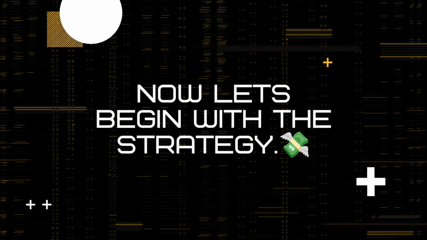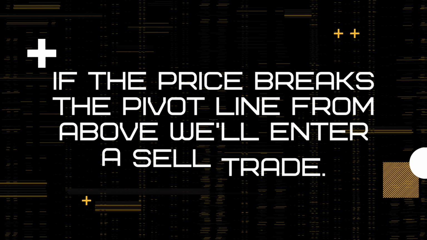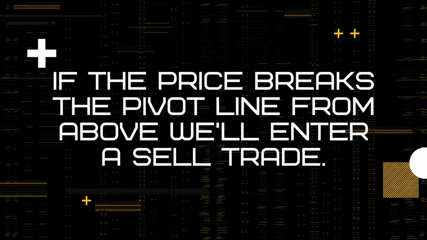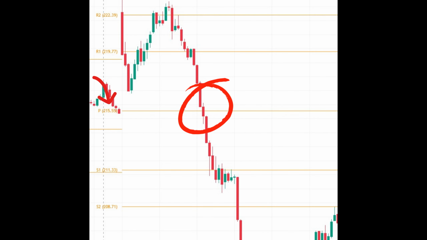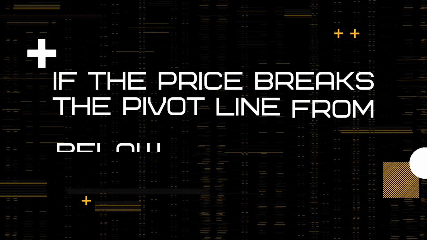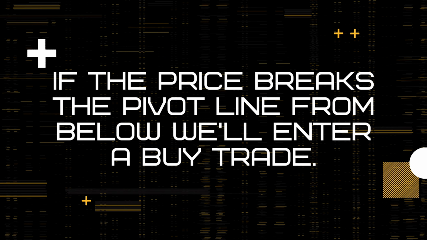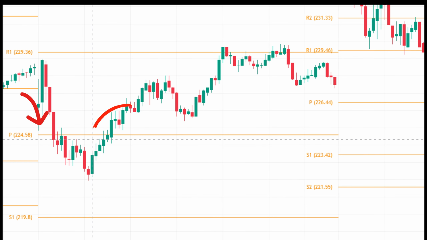Now, let's begin with the strategy. If the price breaks the pivot line from above, we'll enter a sell trade. Let's see an example. Price broke the pivot and downfall was seen. Similarly, if the price breaks the pivot line from below, we'll enter a buy trade. Let's see an example again. Price broke the pivot and up move was seen.